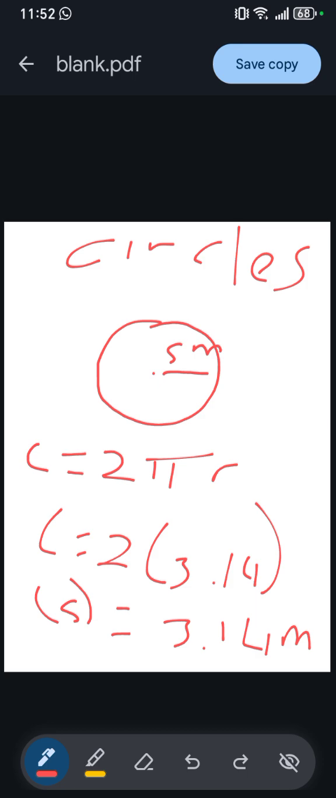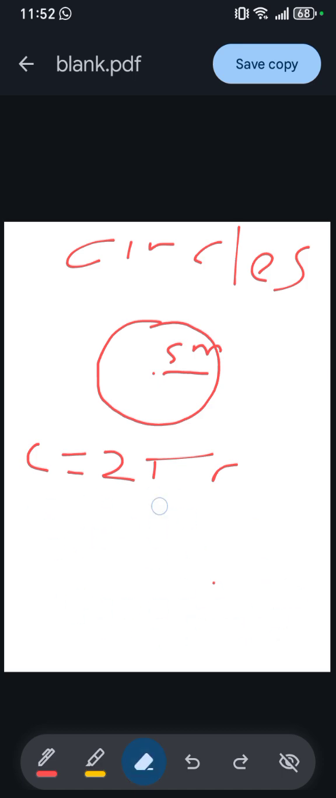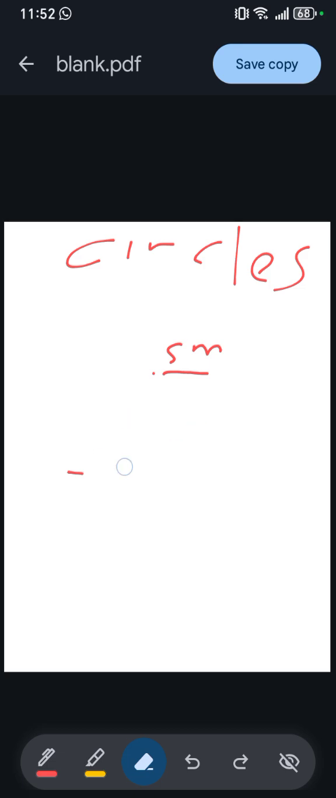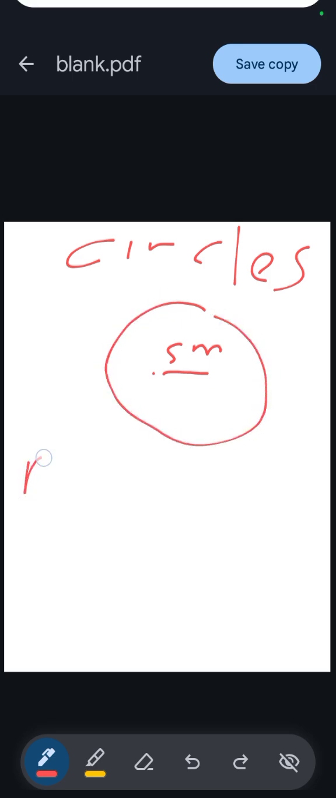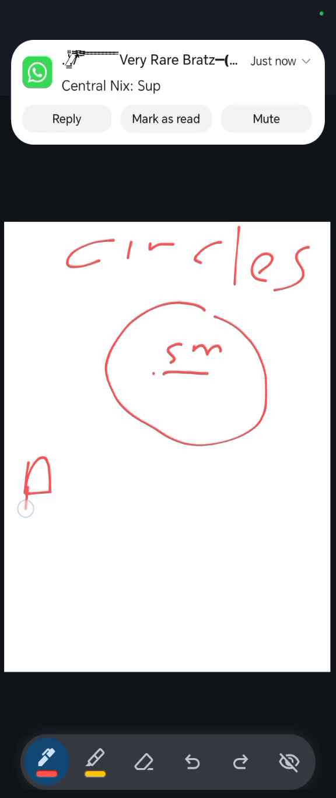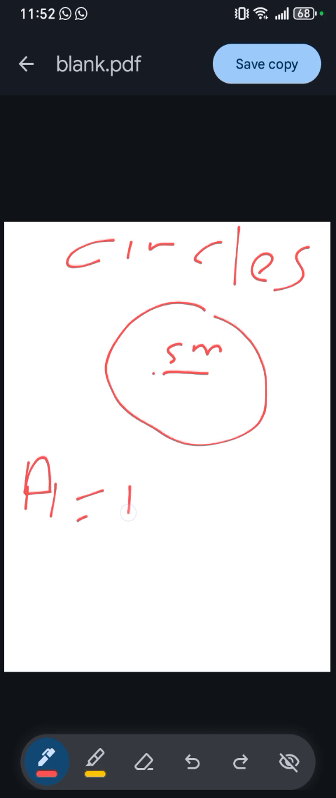Now let's go and deal with the area. Let's just erase it. This circle is crap. So the area is equal to pi r squared.